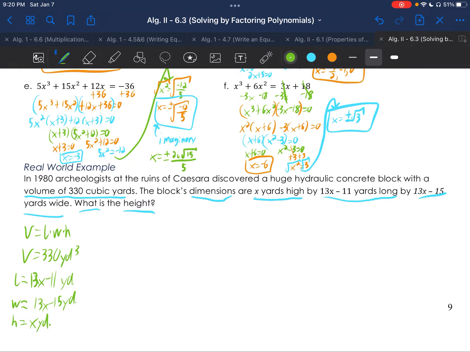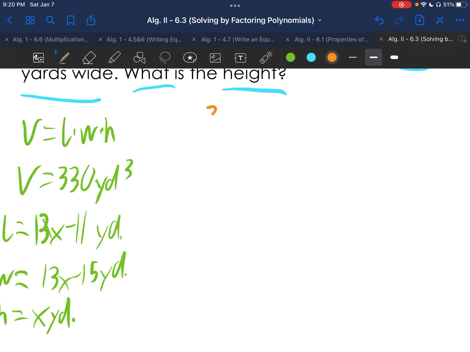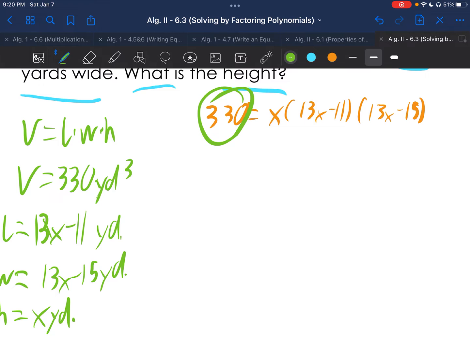Now, we need to plug these in and solve. So plugging them in would look like this. 330, the volume, is equal to length times width times height in any order. So I'm going to actually put the x first. x, and then 13x minus 11, and 13x minus 15. Once again, you could put those three parentheses in any order. So this is our equation.